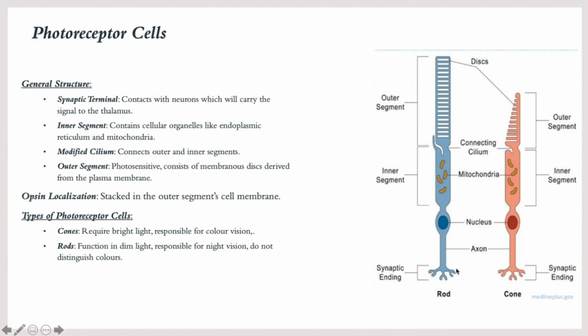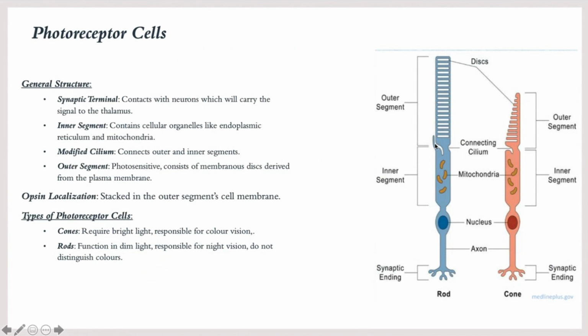Okay. So their basic structure is similar, but they only have a difference in their outer segment. So they both have a synaptic ending, which is going to connect with the neurons and will carry signals to the thalamus, which is an area in the brain, which is going to make sense of basically the light and help us form the image. Then we have the inner segment, as you can see right here, which consists of mitochondria and endoplasmic reticulum, which will of course give us energy and also produce proteins.